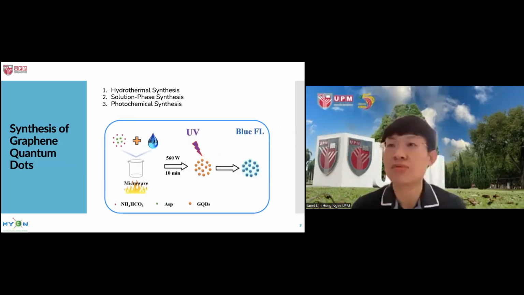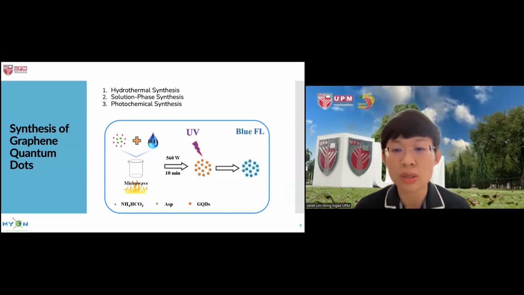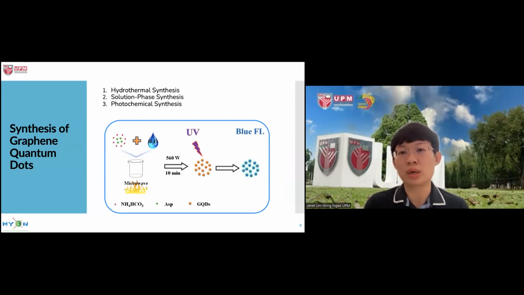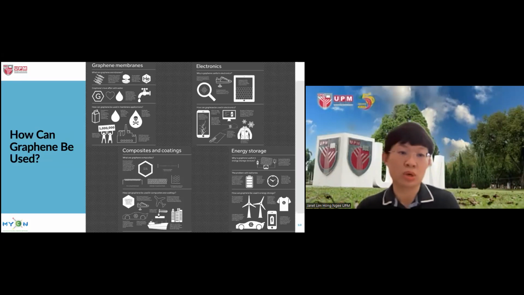Next will be the synthesis of graphene quantum dots, usually using chemical methods of synthesis, such as hydrothermal, solution phase, and also photochemical. This is one typical straightforward example of producing graphene quantum dots, where you have the reactants introduced and subjected to thermal treatment, any kind of thermal treatment of your choice, and then irradiate it under a certain wavelength, and you'll be able to get graphene quantum dots.